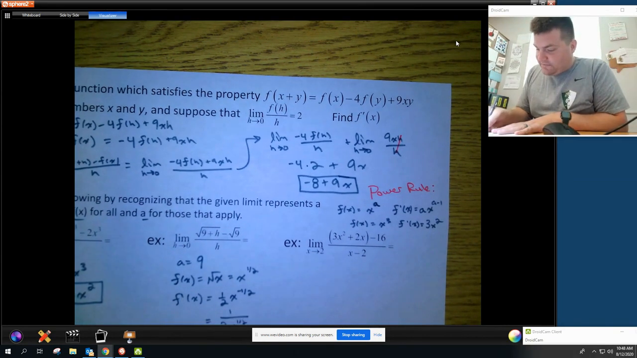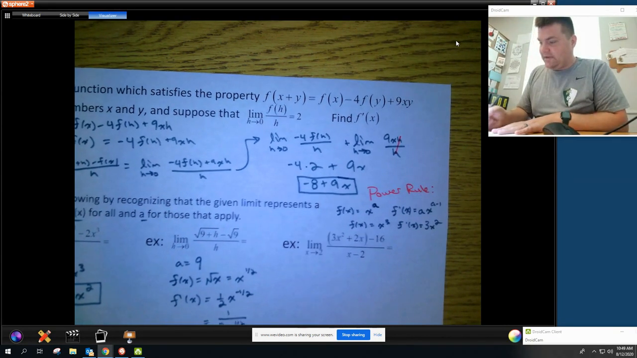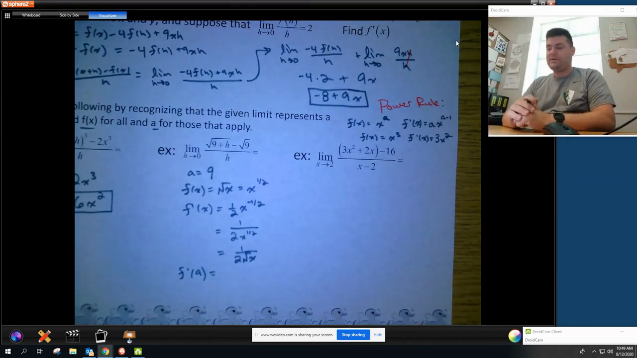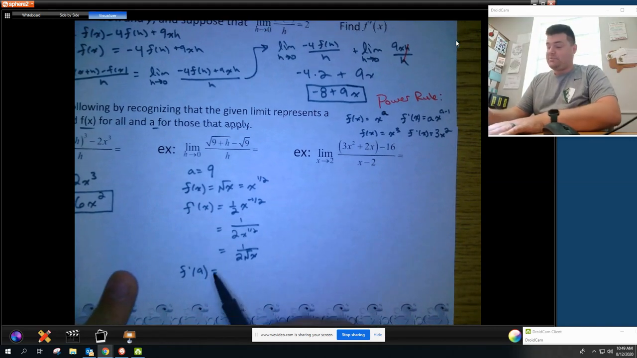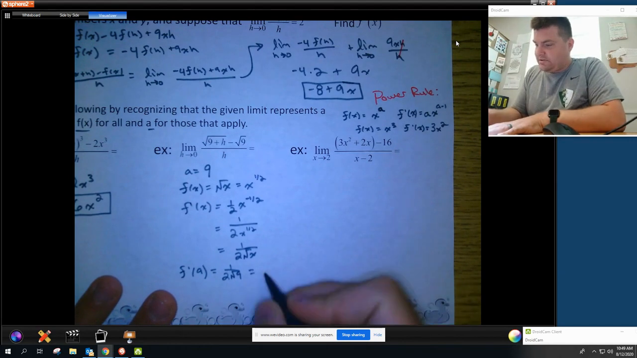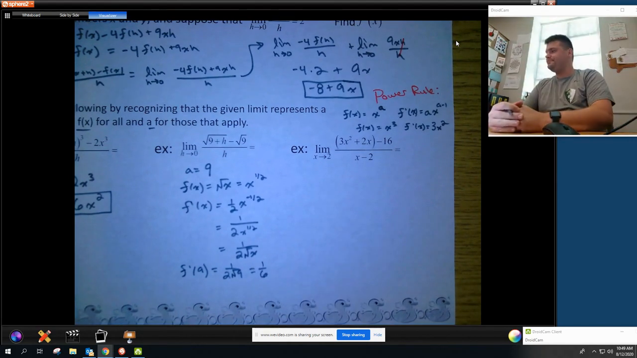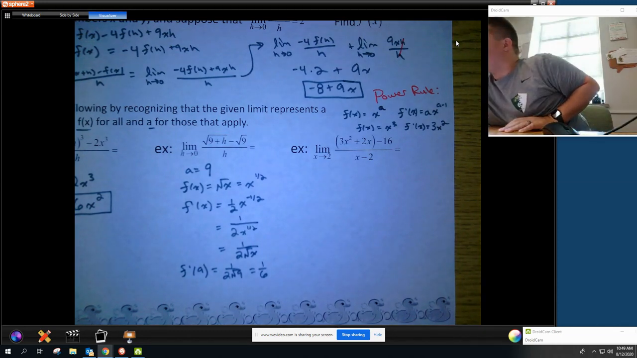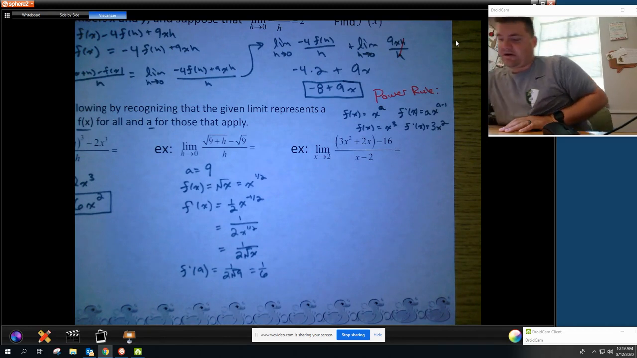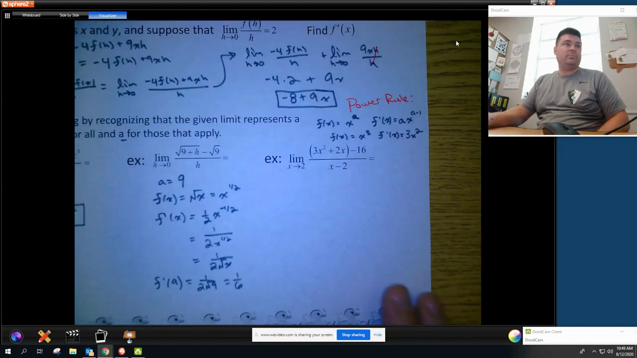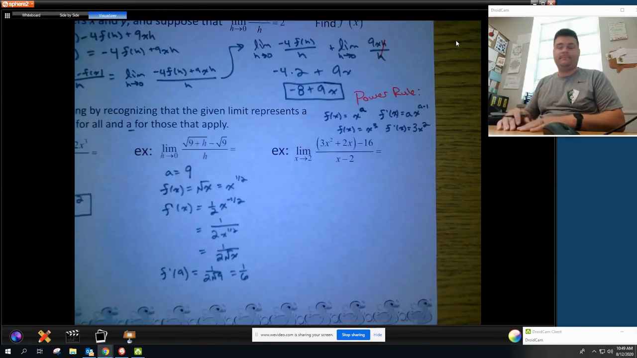Now let's find the derivative at 9, because that's what we're actually trying to find. Sorry if that wasn't on the screen. The derivative at 9. I'm just going to plug in a 9 now. So I'm going to get 1 over 2 root 9, which is 1/6. Which I believe is a problem that we did from old notes. 1/6.